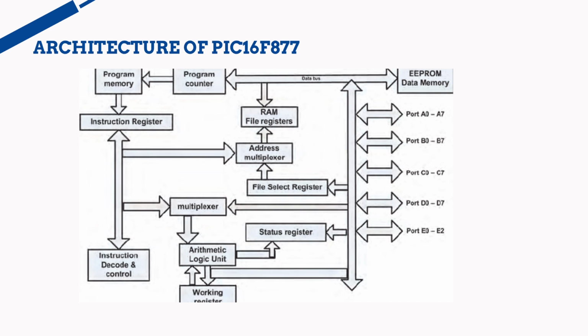This is the architecture of PIC16F877. It contains a program memory, program counter, and the data bus are shown. EEPROM data memory, RAM file registers, address multiplexer, file select register, multiplexer, arithmetic logic unit, working register, instruction code and control, instruction register, and several ports are shown, that is port A0 to A7, B0 to B7, C0 to C7, D0 to D7, and E0 to E2.